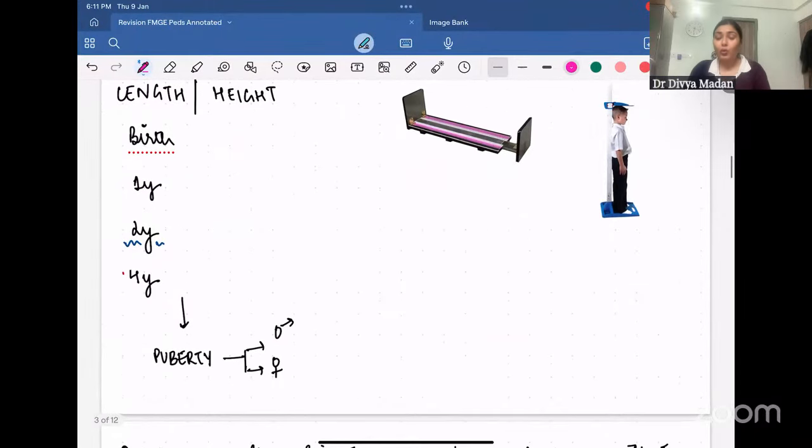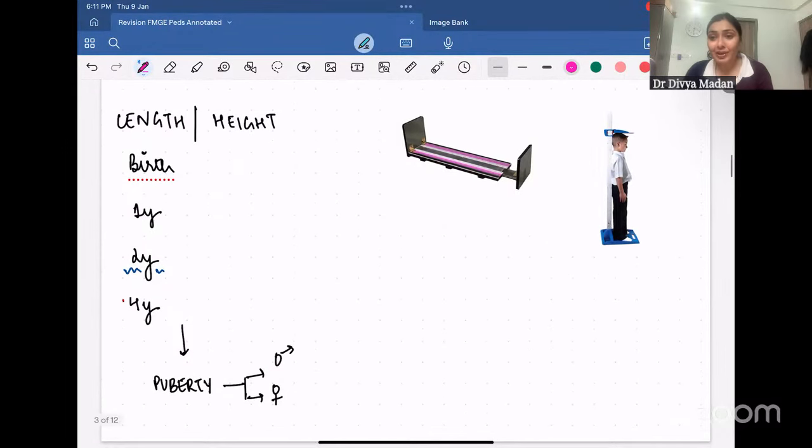Now, moving to length or height, that is the second age-dependent parameter. So at birth, what is the average length of a newborn? First of all, what is length and what is height and how are they different? Length is when we make the baby lie down and measure head to toe. That's nothing but your length. And what is height? We make the child stand and then measure from head to toe. That's height. So at what place are we going to use length and at what place are we going to use height?